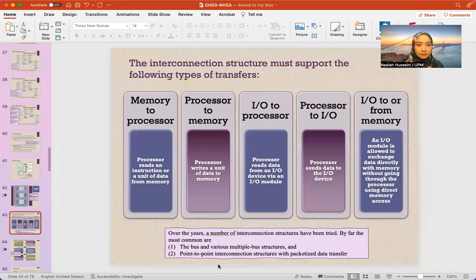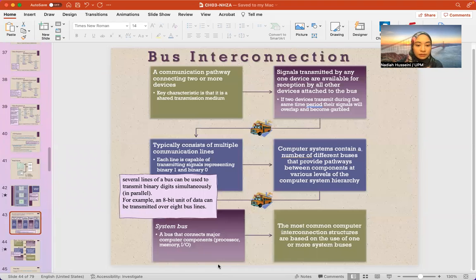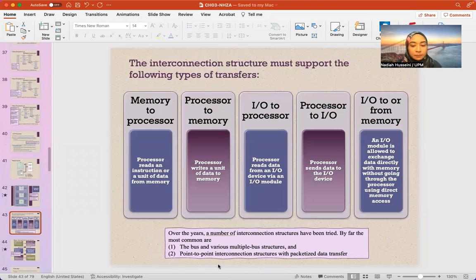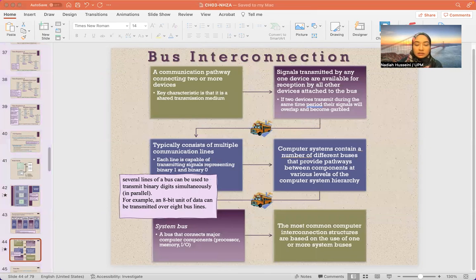Where is it? Oh, this one. The bus and various multiple bus structures, and the second one, point-to-point interconnection structures with packetized data transfer. We only talked about the bus. So let's go over to the bus. Did we talk about this one yet? I don't remember. Oh, yes, we did. So I told you your bus width increases over time.